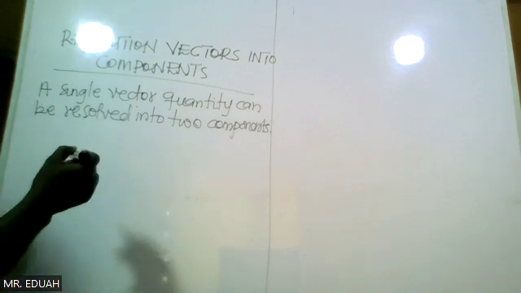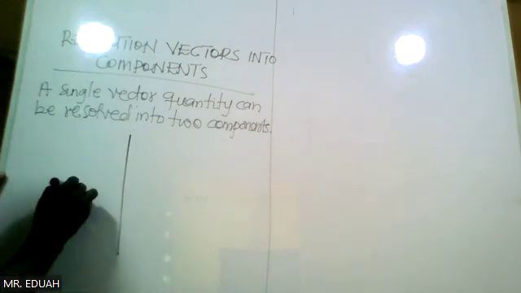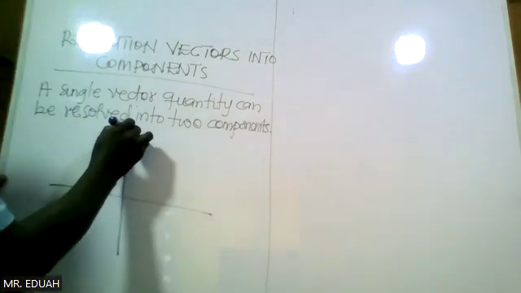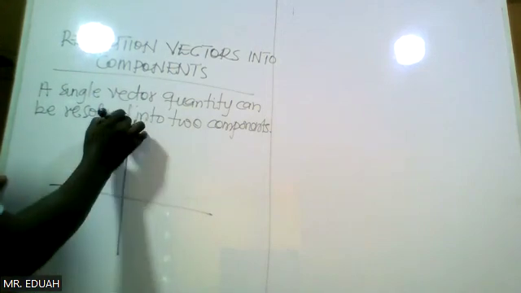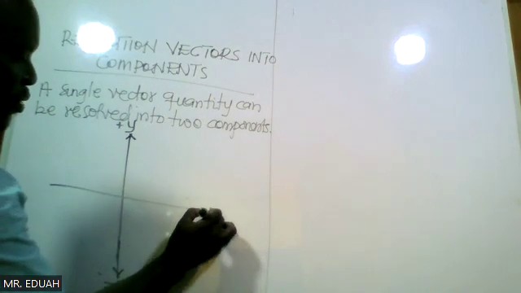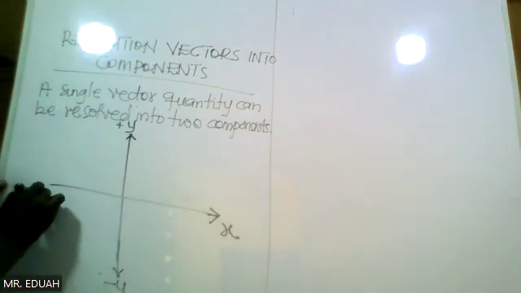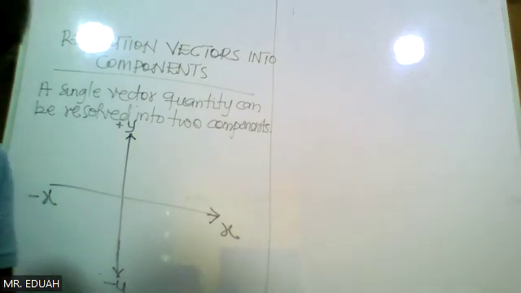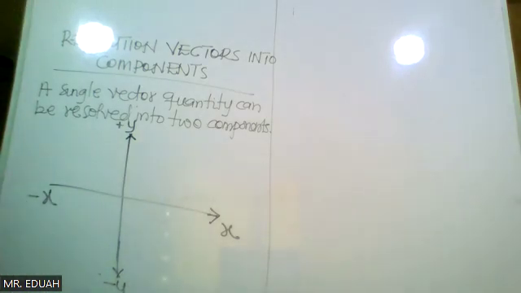Let's draw the Cartesian plane, x and y. So this is the positive y-axis, this is the negative y, positive x, negative x. If I have a vector quantity and it lies along either the x or the y axis, it has one component.